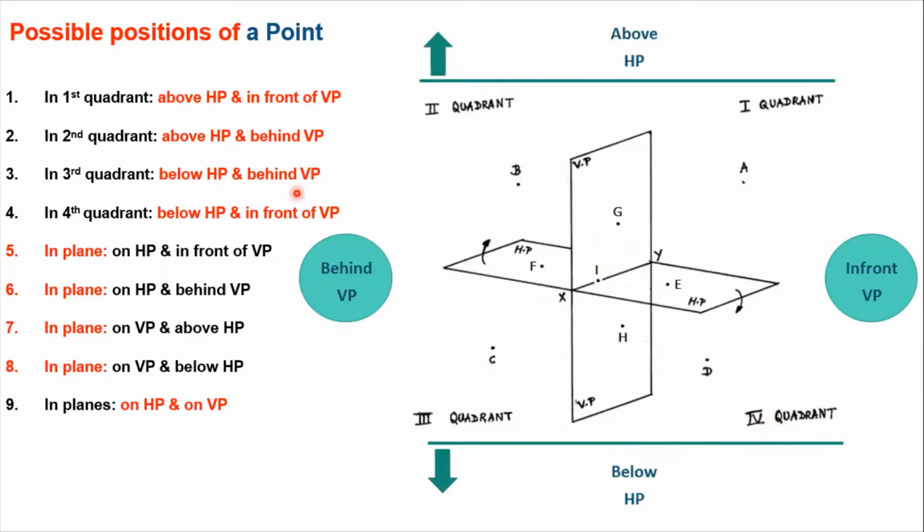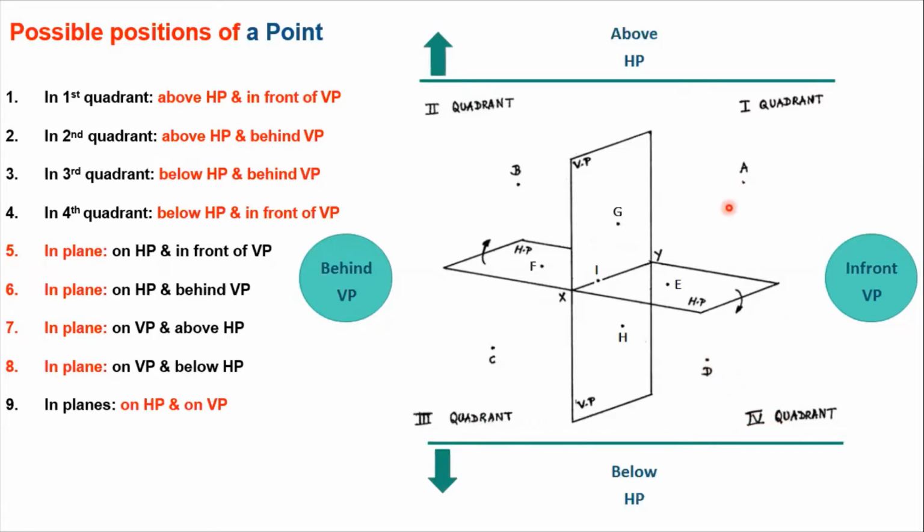Now let us see. So we have a total of 9 positions of any point. The first 4 positions we can define by the 4 quadrants itself. So let us start with the first point. This is your point A, which is placed in your first quadrant. Point B is placed in your second quadrant. We have taken this point C, which we have placed in the third quadrant. We have taken this fourth point, which is placed in the fourth quadrant.